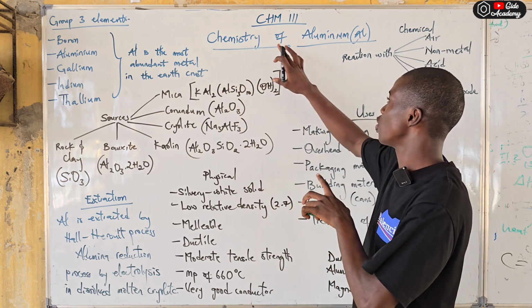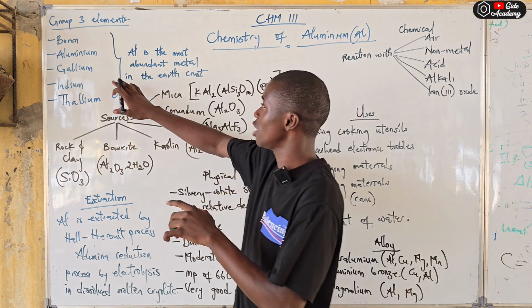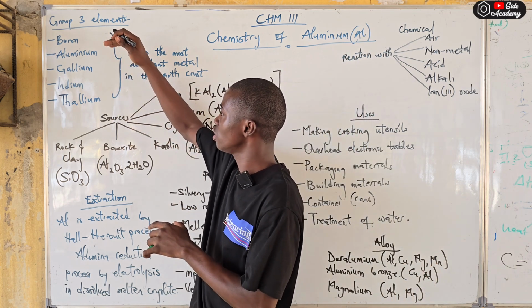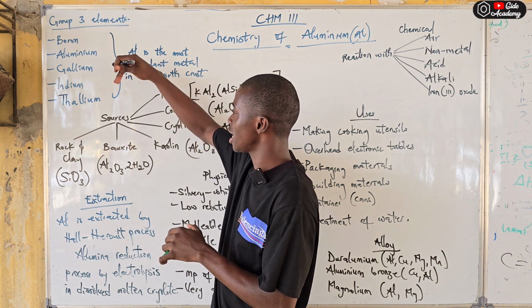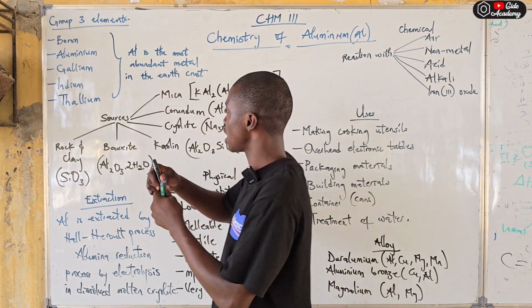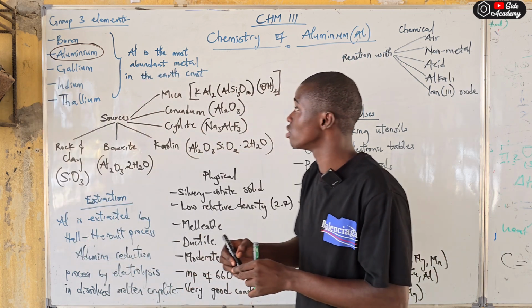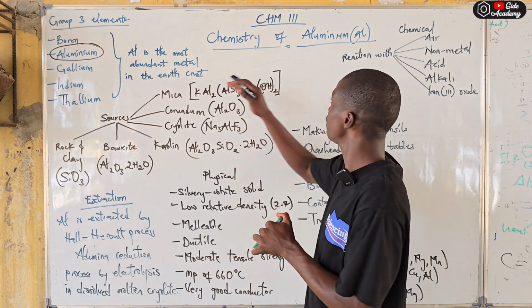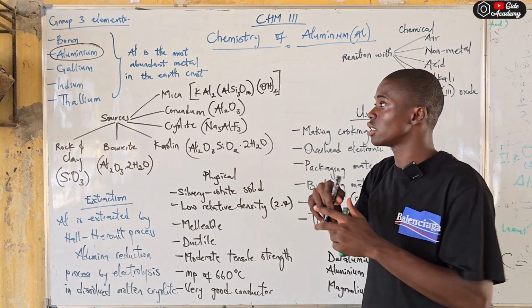In this video, we'll be working on the chemistry of aluminium, which is a group 3 element. As you all know, group 3 elements include boron, aluminium, gallium, indium, and the last one, thallium. But for this video, the selected one is aluminium, which is a selected metal. So please take note of that.